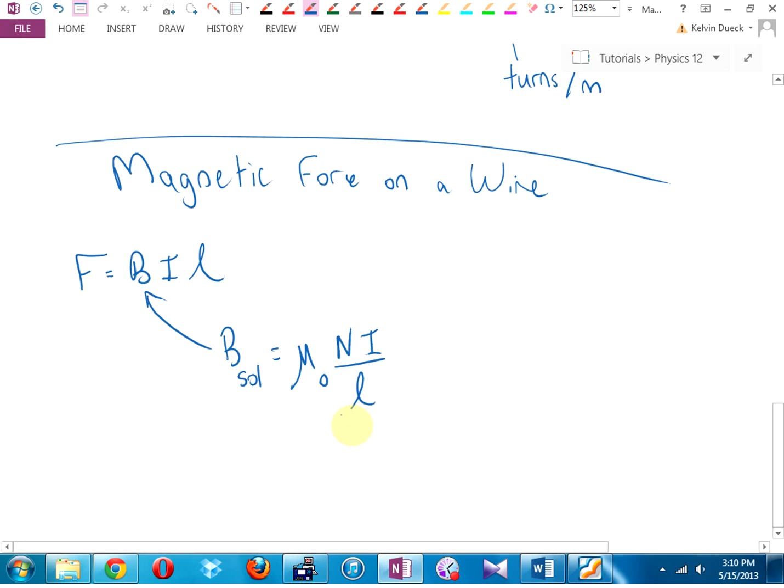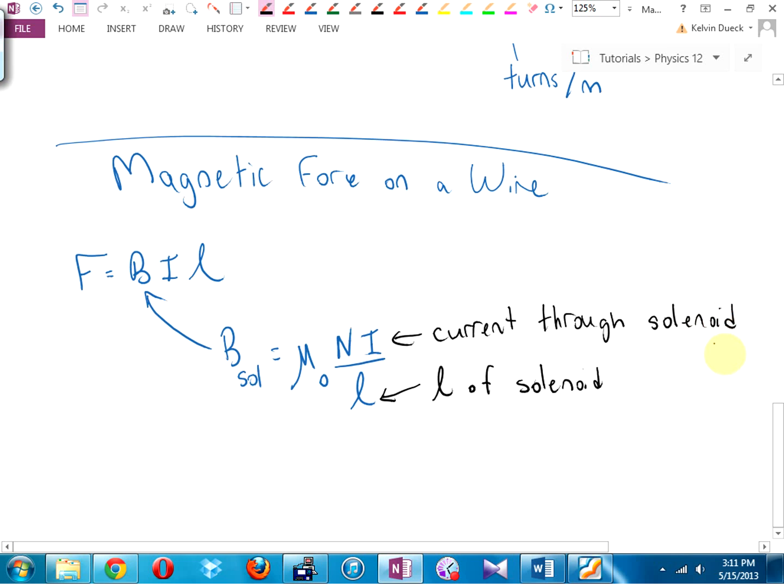current or the length. This is where L's are different, right? Possibly. Yeah. Good point, Sebastian. This is length of solenoid and current through solenoid. This is length of wire and current in wire.